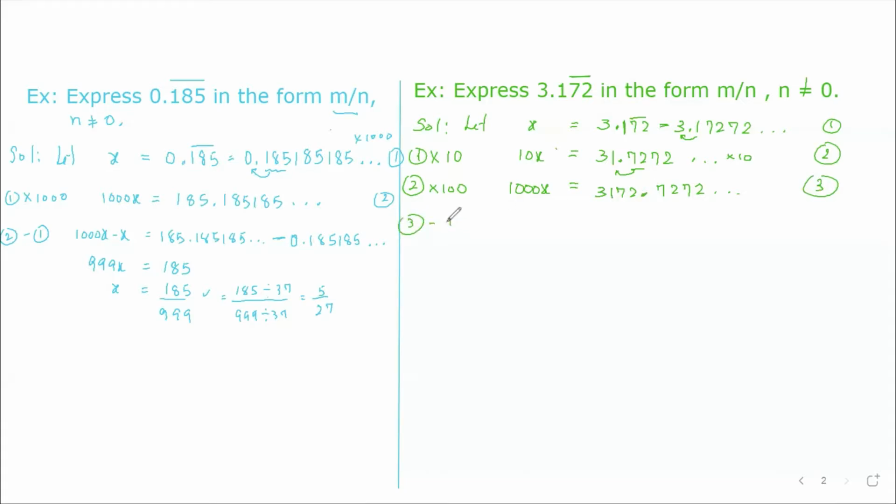Equation 3 minus equation 2. That means 1000x minus 10x equals 3172.7272 subtract equation 2, which is 31.7272. If you can see, you can eliminate this part. So 1000x minus 10x, what we are left with is 990x.